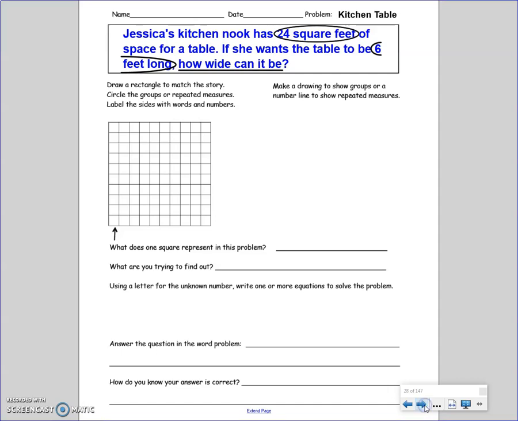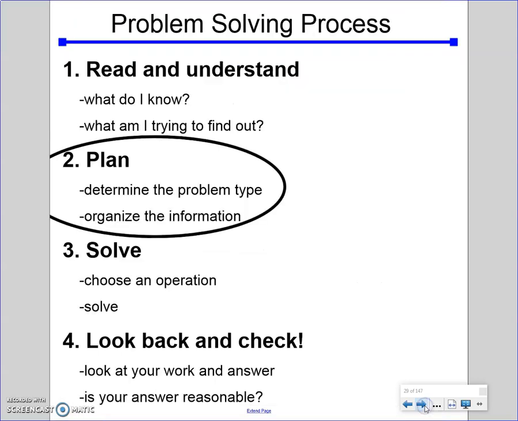The other piece of information they tell us is that the table is 6 feet long, and the question is asking how wide can it be. So we're going to go ahead and actually start with our grid this time. Let's put the information we know on the grid. We're going to go ahead and plan and solve this problem.